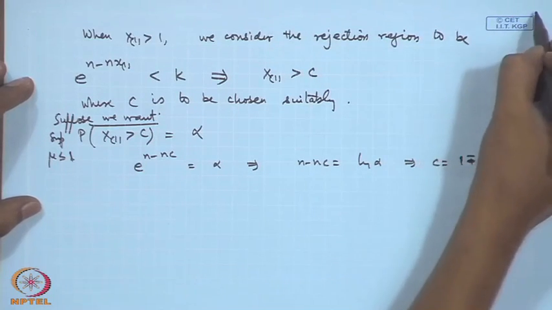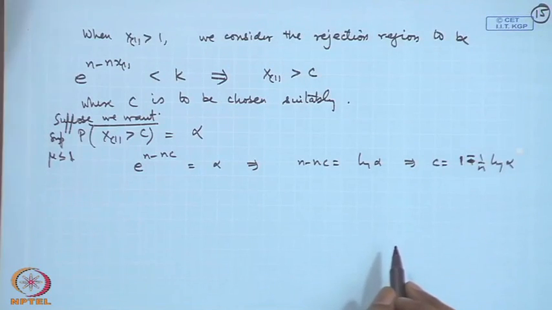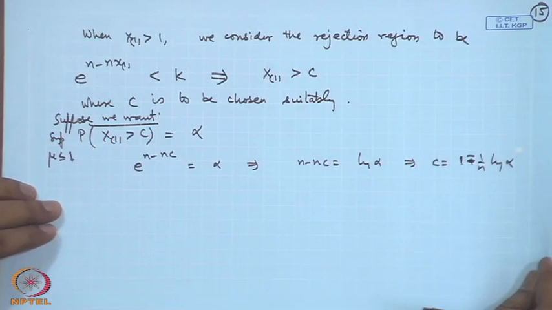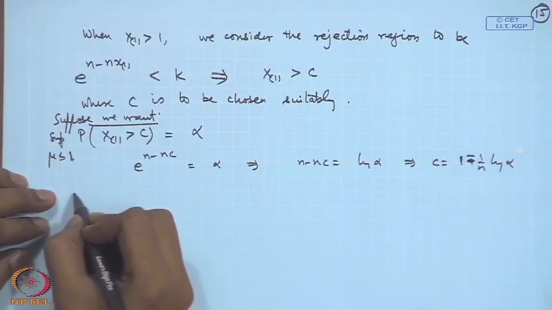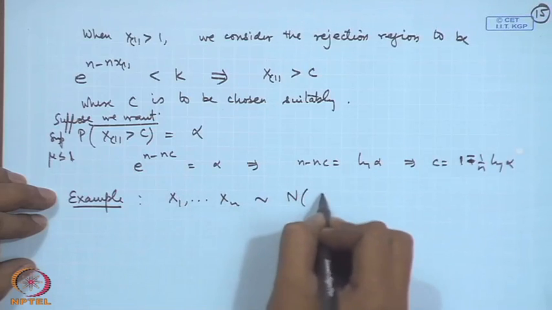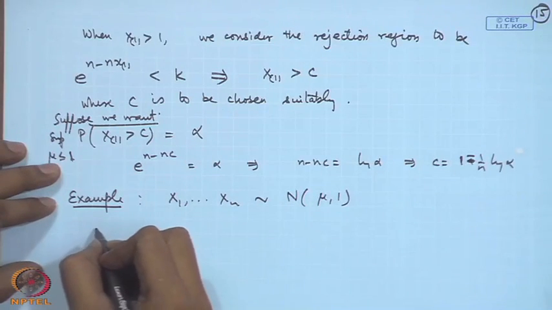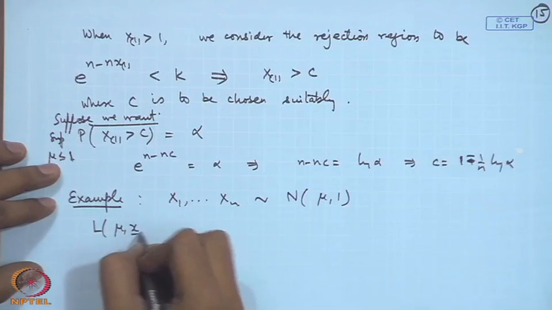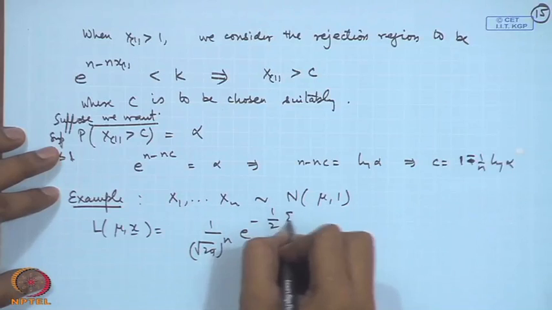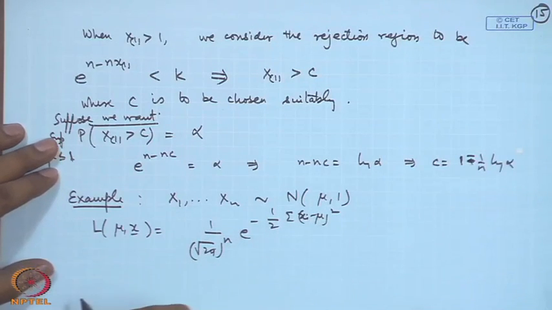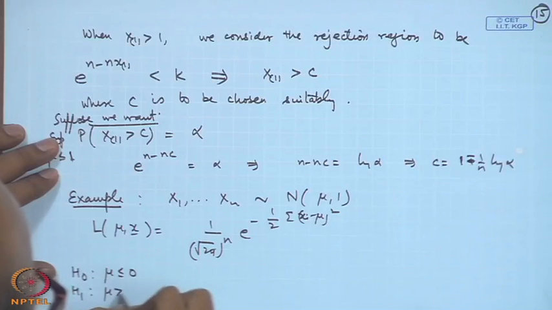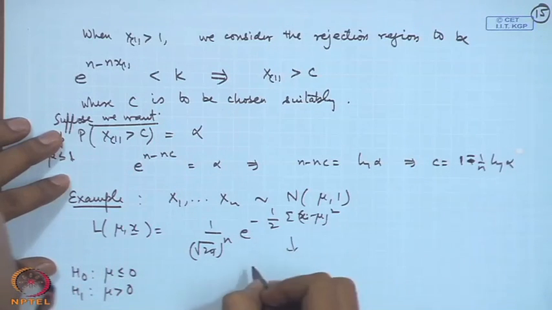So, this is a typical application of the likelihood ratio test, and I can show you through an example for the normal distribution how it compares with the standard test that we obtained using Neyman-Pearson theory. Let us consider another example. Say I consider x 1, x 2, x n following normal mu 1 situation, and we consider the likelihood function that is equal to 1 by root 2 pi to the power n e to the power minus 1 by 2 sigma x I minus mu square. Now, I consider the hypothesis testing problem, say mu is less than or equal to 0 against, say, mu is greater than 0.